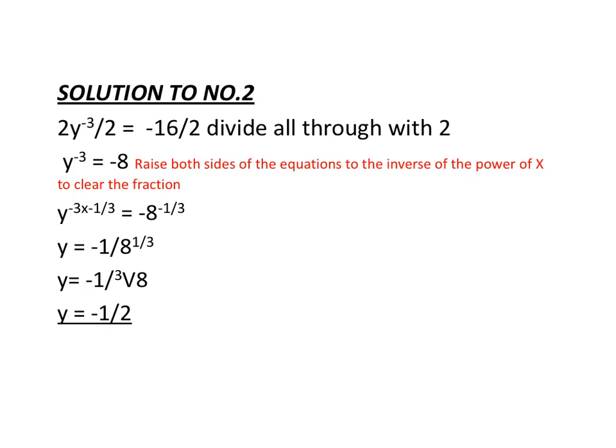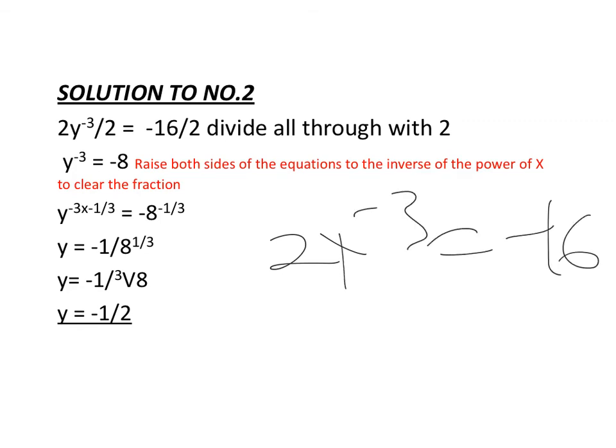Question number 2 says 2y raised to power minus 3 is equal to minus 16. So you divide through by 2 to cancel out the coefficient of y. So you have 2y raised to power minus 3 all over 2 equal to minus 16 over 2. You have y raised to power minus 3 equal to minus 8.